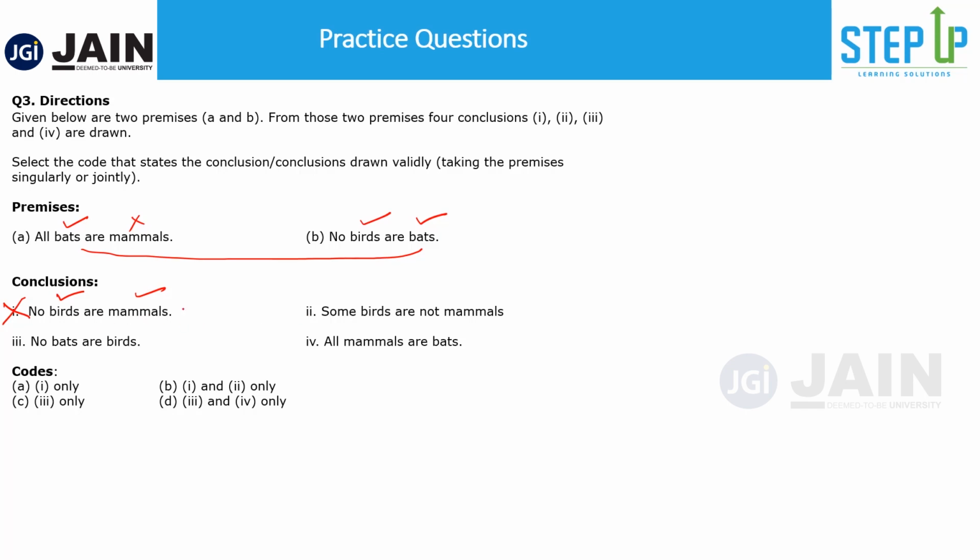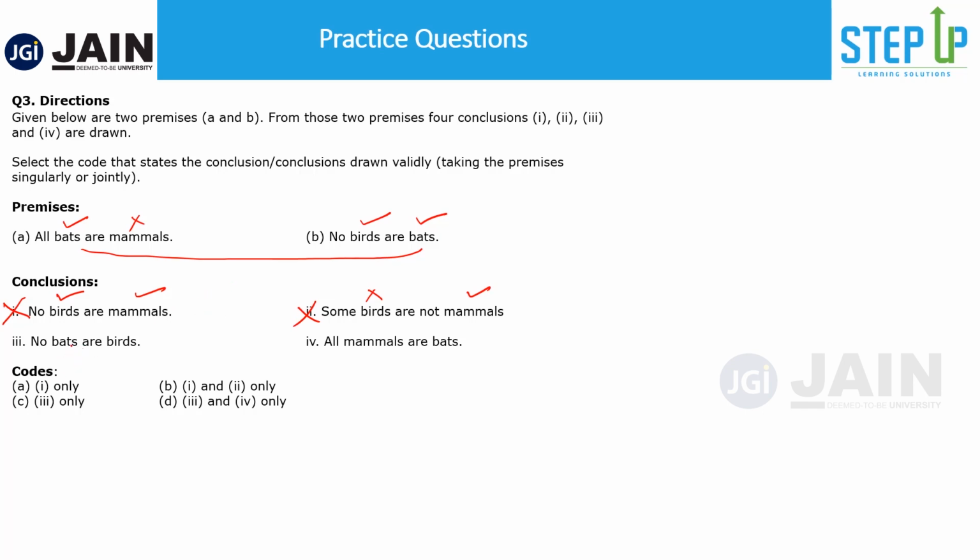A not distributed term in the premise cannot become distributed in the conclusion. Okay. Birds, mammals out. Okay, let's look at this one. Some birds are not mammals. That means particular negative. That means first is cross, second is tick. Again, from cross, can it become a tick? No. So you can say not possible.